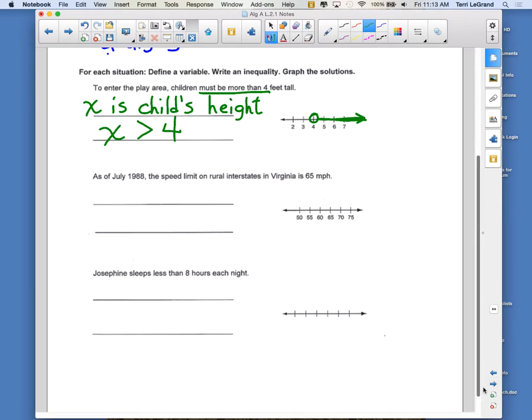Okay, the next one. As of July 1988, the speed limit on the rural interstates in Virginia is 65 miles per hour. So what can vary in this problem? Do you have to drive the speed limit, first of all? You can't go over. So can the speed you're driving vary? Yeah, so X is the speed. Let's say driving speed. X is the driving speed.